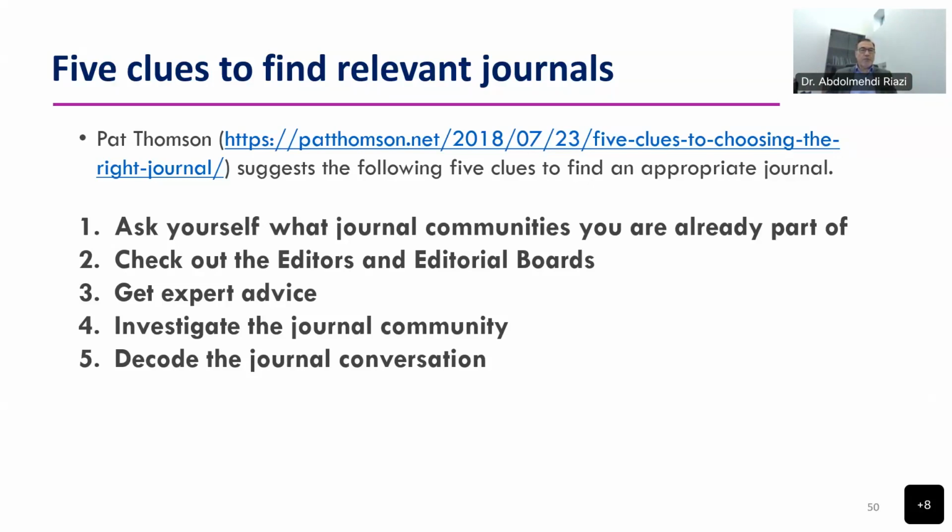The third tip suggested by Pat Thompson is get expert advice. And this is very important, because at this stage that you want to submit a paper to a journal, it is within the HBKU policy that you need to choose the journals that are approved by your college. And in the college, the best people are your advisors and supervisors. So you need to consult your advisors and supervisors as expert people, and get expert advice from them, whether they recommend submitting to this journal or not.